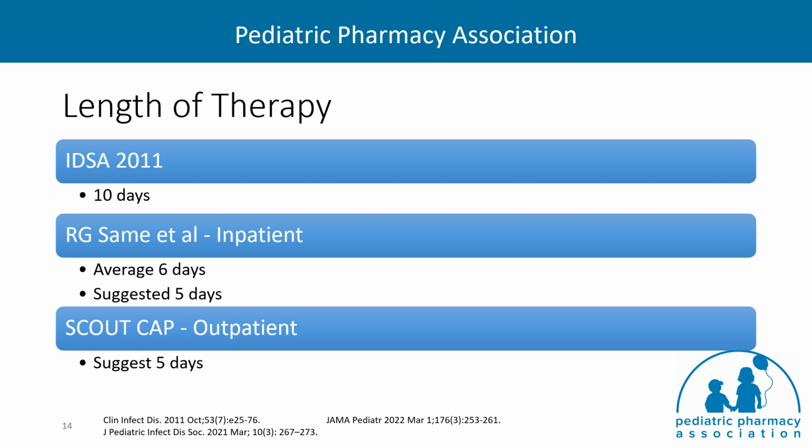In determining the appropriate length of therapy for pediatric community-acquired pneumonia, we must look at older guidelines. Currently, the guidelines recommend 10 days of therapy. This aligns with recommendations that had been previously given for adults as well.